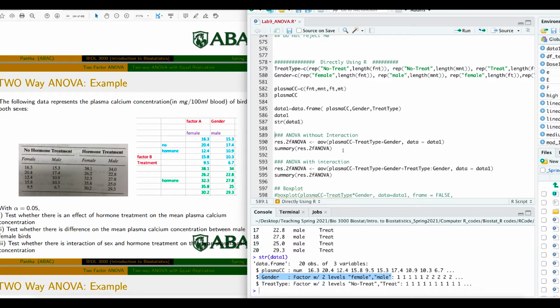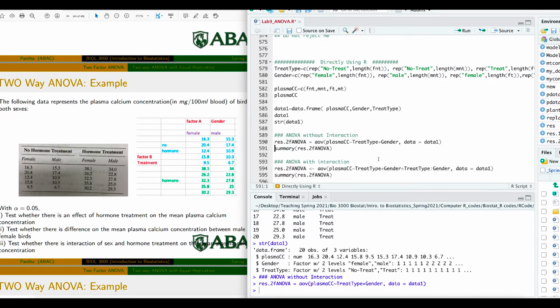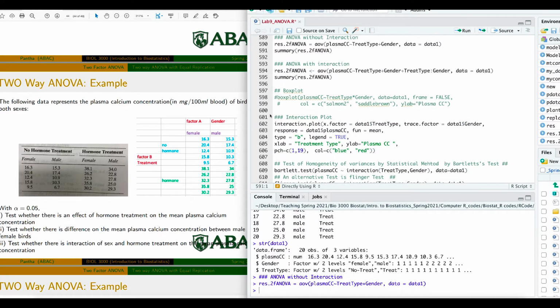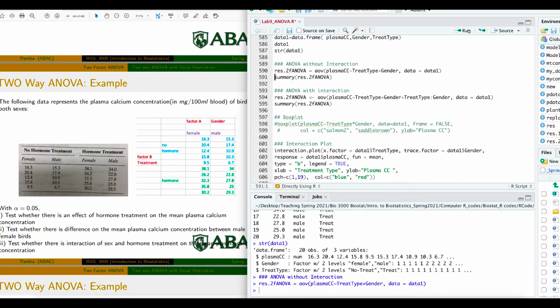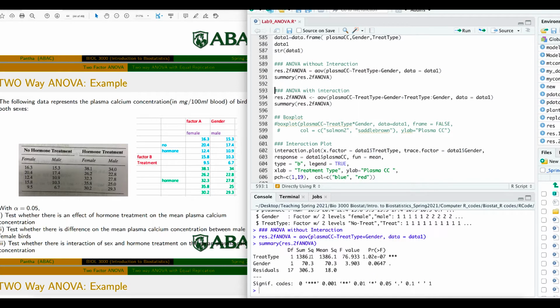Okay. So what we want to do is, if you do not consider the interaction, what do you get? And then we will do it considering the interaction. First of all, since this is the 2-way ANOVA, we need to write treatment type plus gender. You can write gender plus treatment type; no problem. So I'm giving the name result 2-way ANOVA equals that. Let me run this one and see what I get. I ran that and then the summary of that result. I got that treatment type is significant. We found that, right?